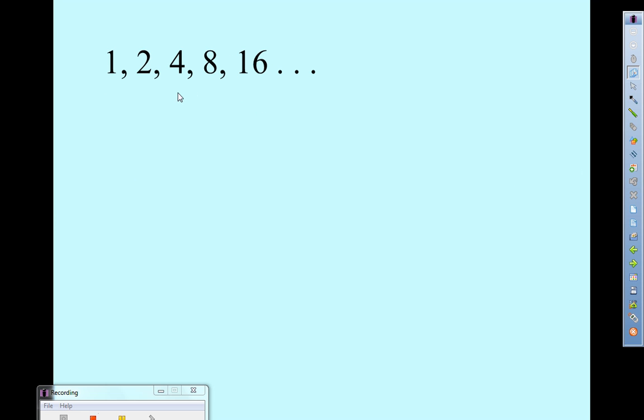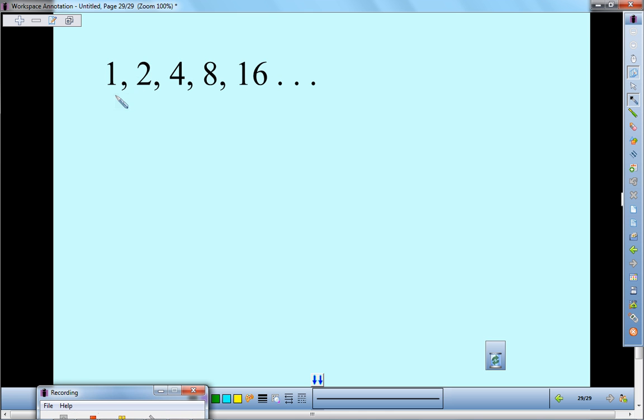Now, let's look at this sequence. Remember, a sequence is just a group of numbers that are in some type of order. In this case, we're going from 1 to 2, 2 to 4, 4 to 8, and 8 to 16. Looking at this, it may be obvious that to get from 1 to 2, we're multiplying by 2, and then to get from 2 to 4, we're multiplying by 2 again. So this is a geometric sequence.